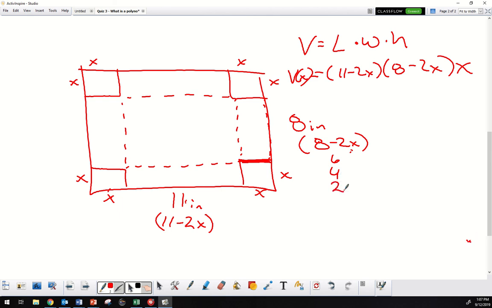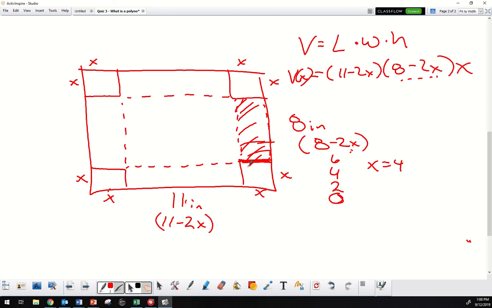Then if I did 4, 2 times 4 is 8, and 8 minus 8 is 0. So that would give me a value of 0. So I cannot have a volume because anything times 0 is going to be 0. In this case I use this one because that's going to be my smallest, because I keep cutting out. So when x equals 4, that means this whole side is all cut away. I don't want to do that.